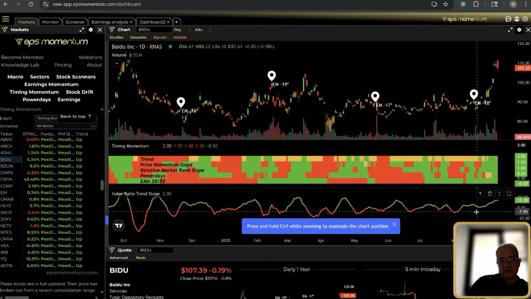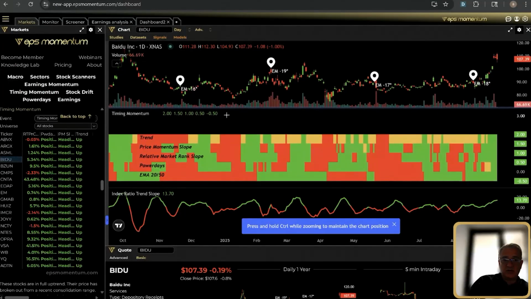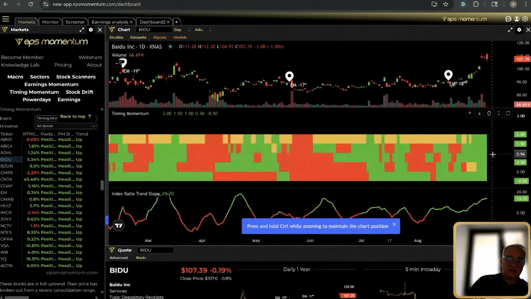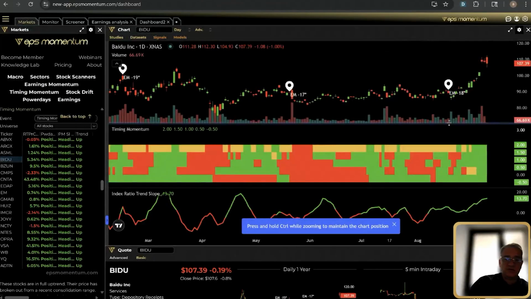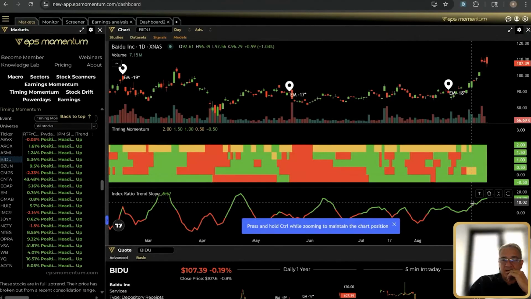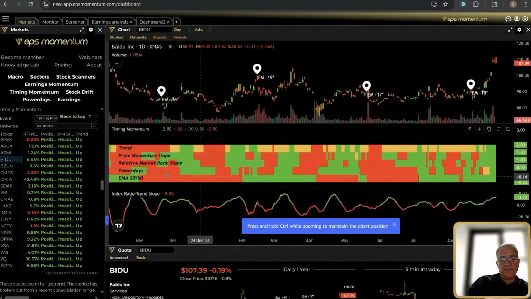As you can see here, it has been improved tremendously. The relative market rank is even more precise because it's comparing all stocks with one another and ranking them. So it's the relative strength, basically the split of money. Think of investors having a big pool of money and splitting it into investing in one stock versus another, or several stocks versus others. So it tells you where the money goes, which is slightly different from an outperformance of the index, but more refined. And then we have the Powerdays and the EMA 20-50.